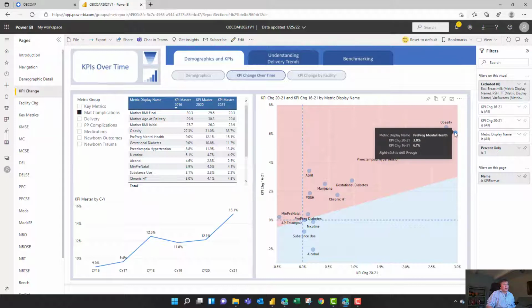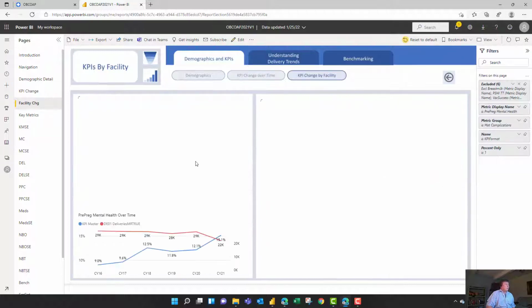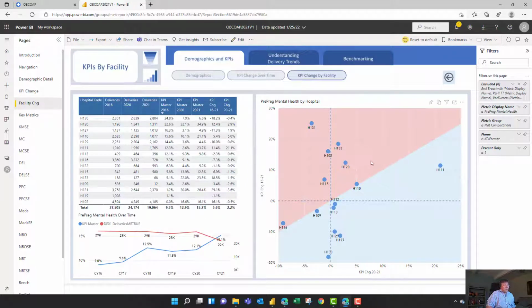So if I right-click on pre-pregnancy mental health, I'm going to drill through to the facility change view, and this will bring that metric with us. So we have pre-pregnancy mental health, and then we can see by hospital which hospitals have the biggest change. So 111 stands out with a big 20% increase year over year.